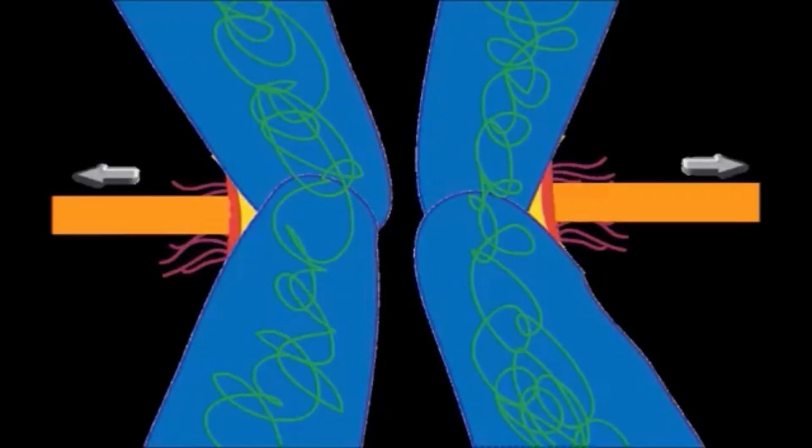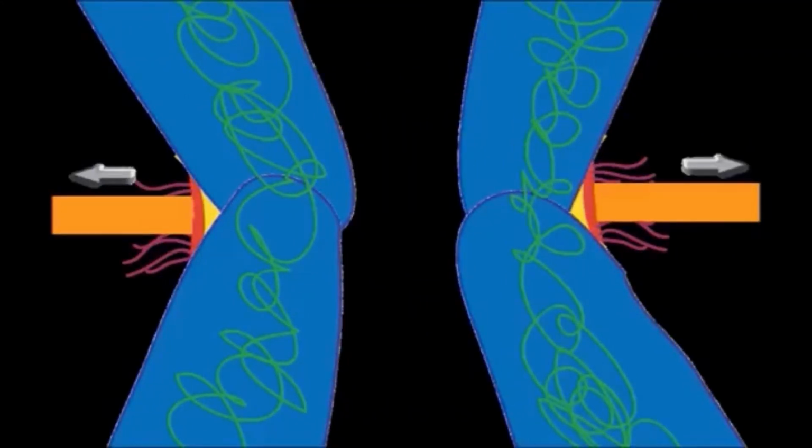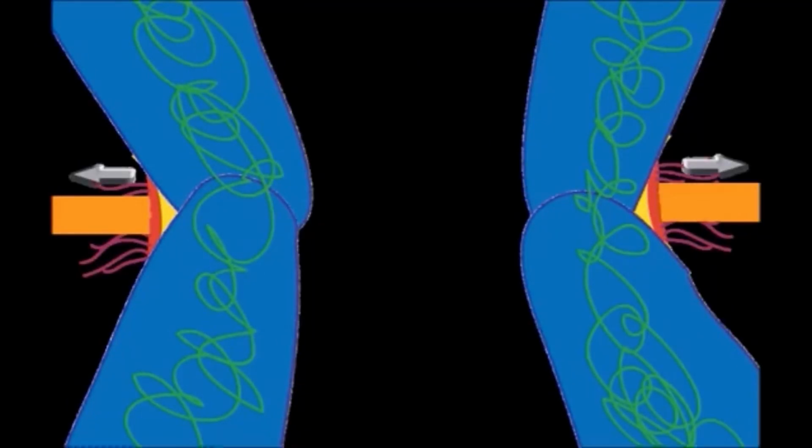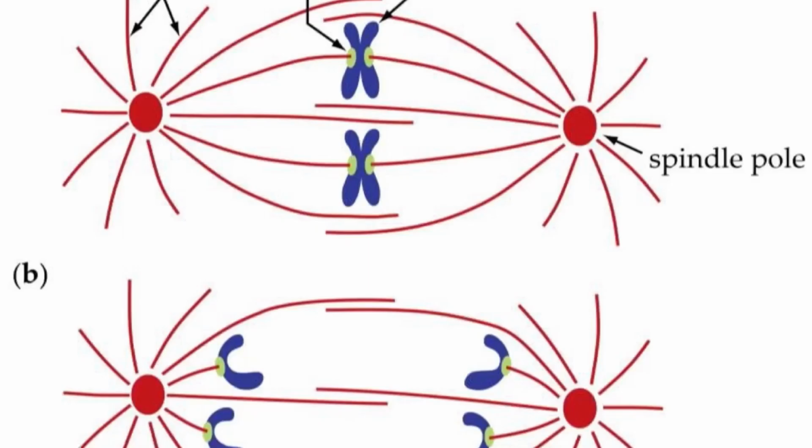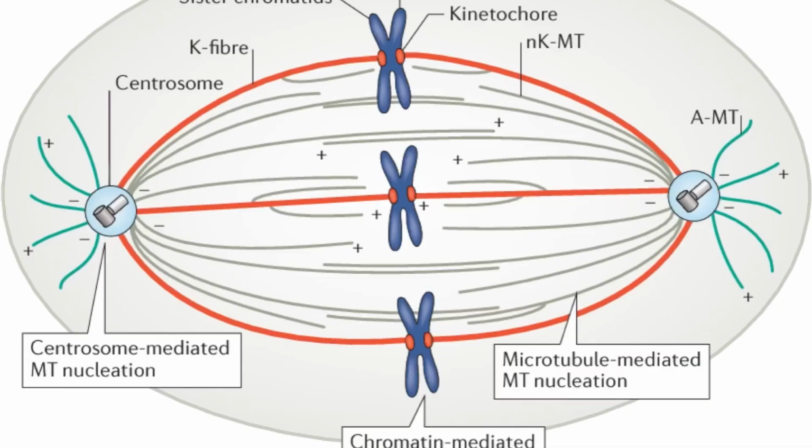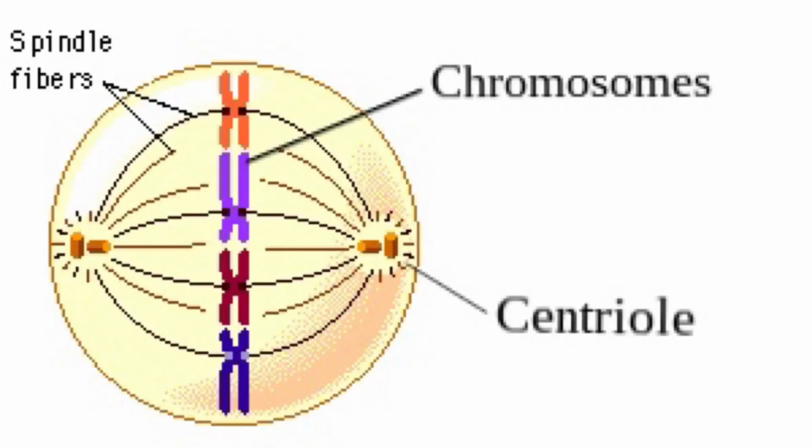At the beginning of nuclear division, two barrel-shaped protein tubes called centrioles position themselves at opposite ends of the cell, forming the cell poles. Long protein fibers called microtubules extend from the centrioles in all possible directions, forming what is called a spindle. Some of the microtubules attach the poles to the chromosomes by connecting to protein complexes called kinetochores.